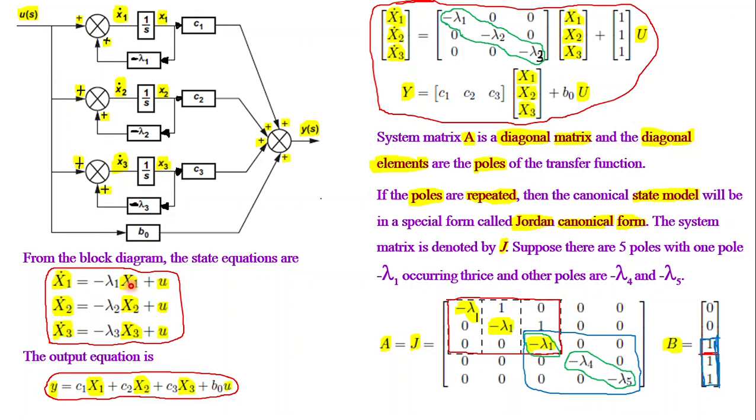What is x2 dot? Minus lambda 2 x2 plus U. That means from x2, have a block with a gain minus lambda 2. So minus lambda 2 x2. Here you have U. So adding this, you will get x2 dot, and on integration, x2. Similarly, minus lambda 3 x3. So x3 into minus lambda 3, plus U, that is your x3 dot. On integration is x3. Now the output.